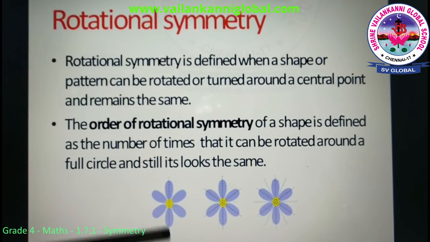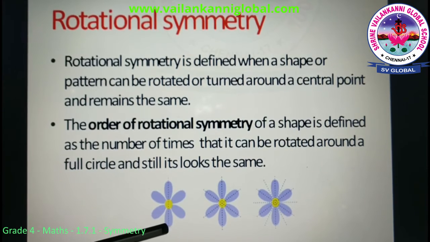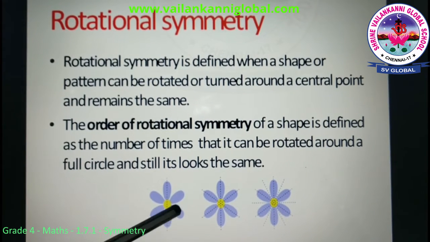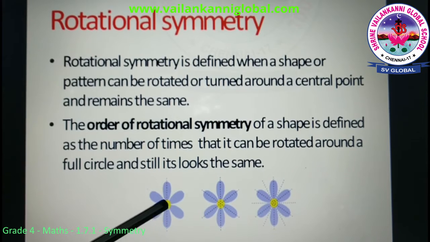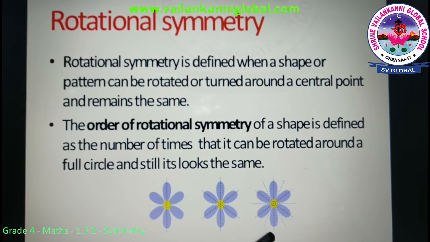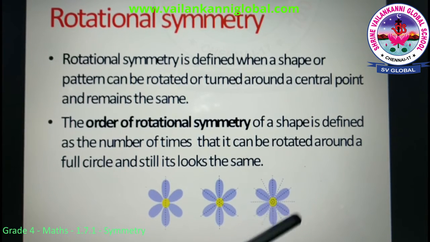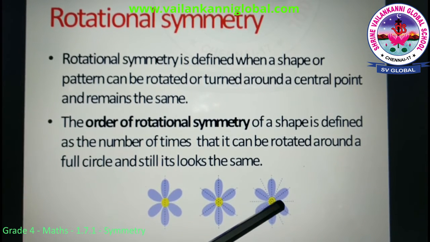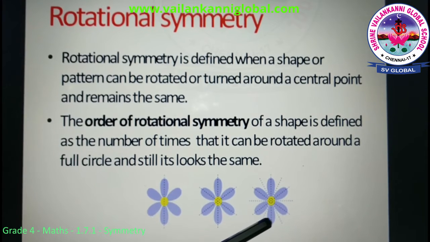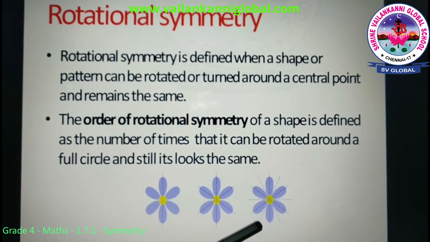See this flower, totally six petals are there. This is the center point. If it is rotated around a full circle, all the sides look the same. So here the order of rotational symmetry is 6 for this flower.